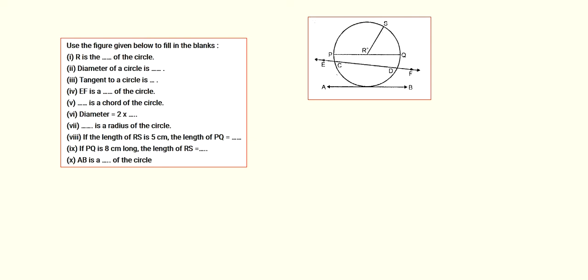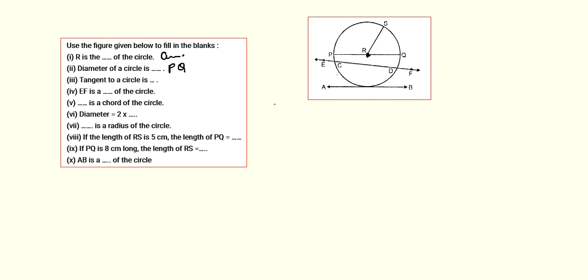As you can see, we have a diagram here. R is the center of the circle, so you have to write R is the center of the circle. Diameter of a circle: as I explained in the introduction part of circles, diameter is the longest chord which passes through the center. R is our center here and the diameter is PQ because chord PQ passes through R. So the diameter of the circle is PQ.